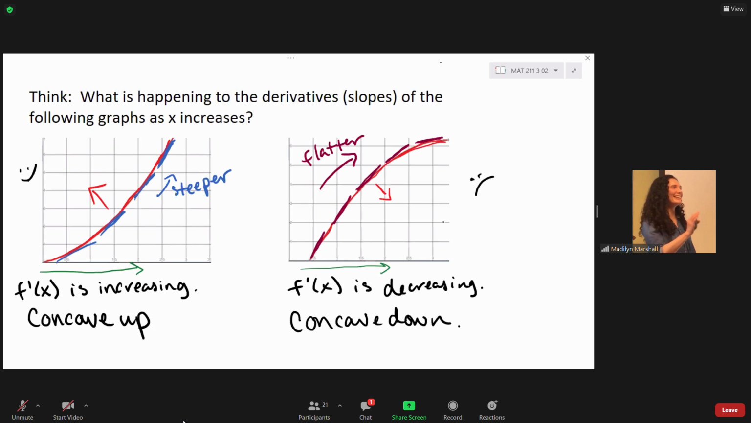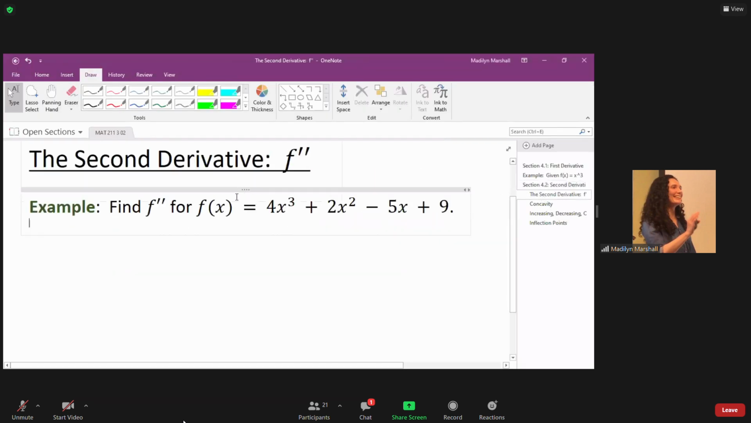So when we were looking at whether a function is increasing or decreasing in 4.1, we looked at whether the derivative is positive or negative. So if we want to know if the derivative is increasing or decreasing, which we do here, we need to know whether the derivative of the derivative is positive or negative. And so we have one little concept called the second derivative.